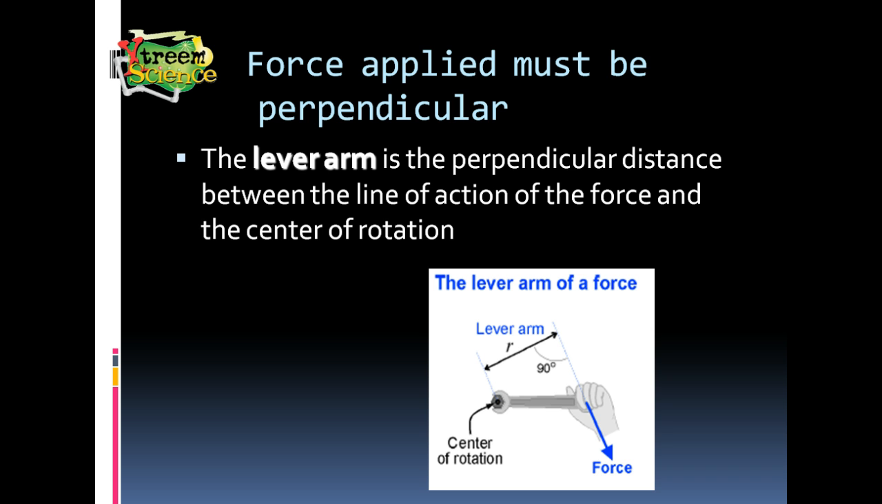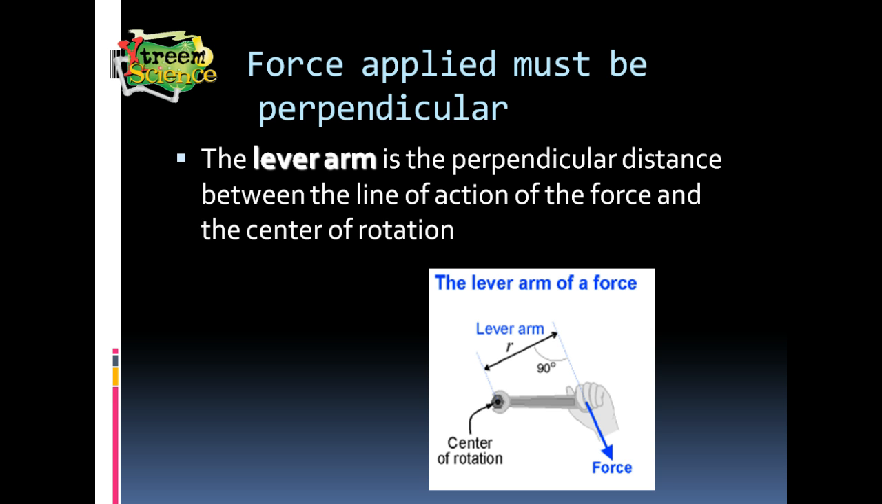So the lever arm is the perpendicular distance between the line of action and the center of rotation, annotated by the R there in our diagram. And you can see the person is pulling at a 90-degree angle to that line of action. So that's the optimal angle to get the best torque that we can get.